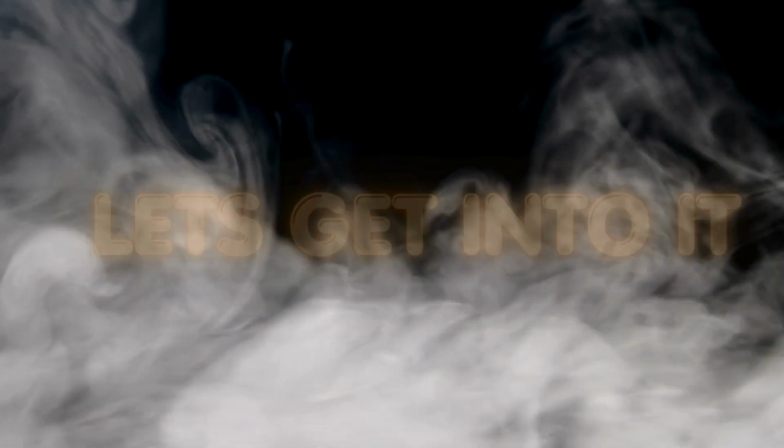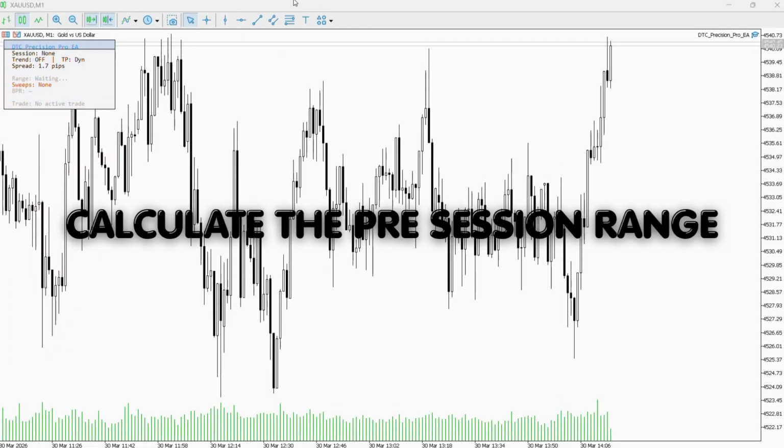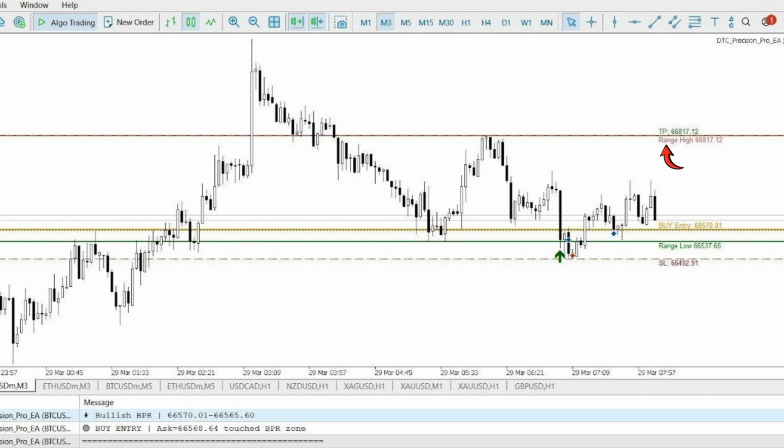Let's get into it. The first thing the bot does when a session starts is calculate the pre-session range. It looks back 90 minutes, this is configurable, and finds the highest high and the lowest low. These become our range high and range low. Think of these as the liquidity levels that smart money is targeting.